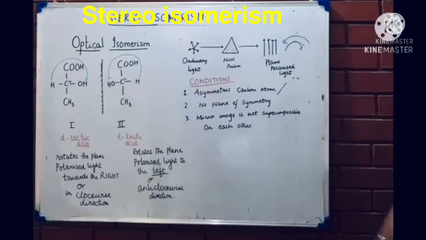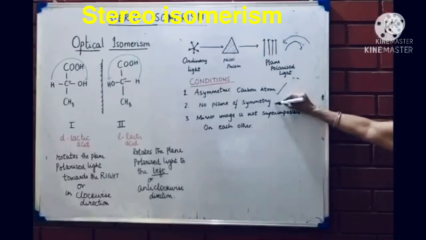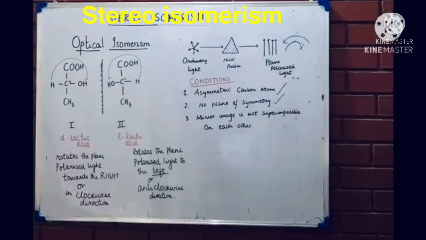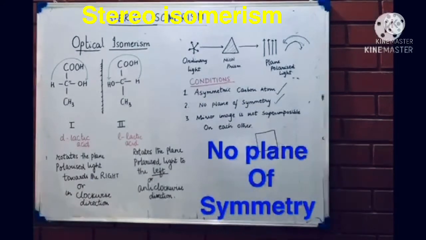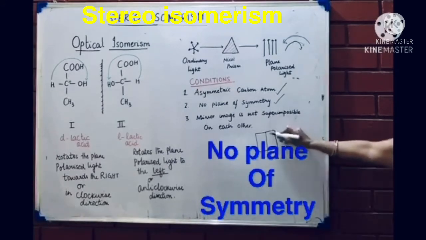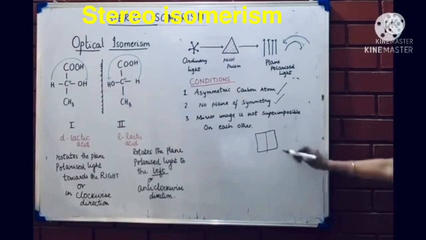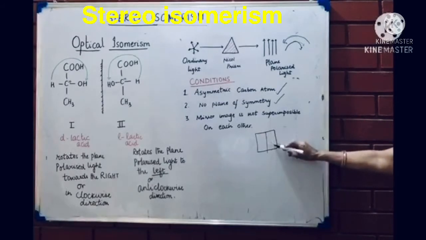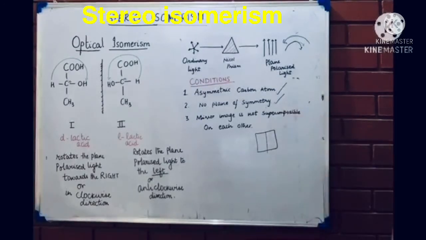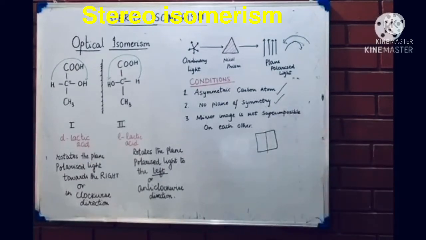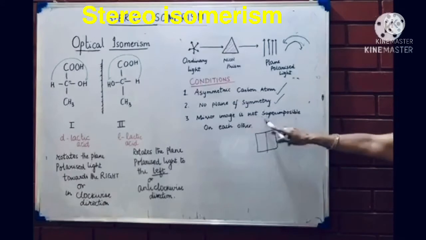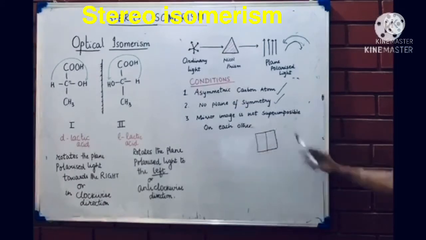Number two, even if the asymmetric carbon atom is present, it should not contain any plane of symmetry. Plane of symmetry means, supposing I have a square, I can divide it equally into two parts. So there is a plane of symmetry. So such things are called symmetrical. The compound should not contain a plane of symmetry, that is another condition. The mirror image is not superimposable on each other.